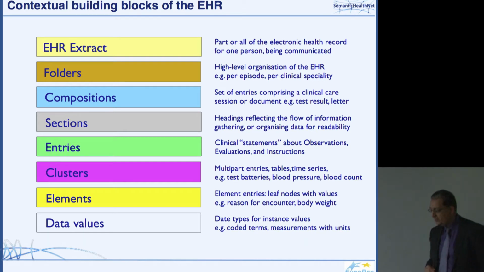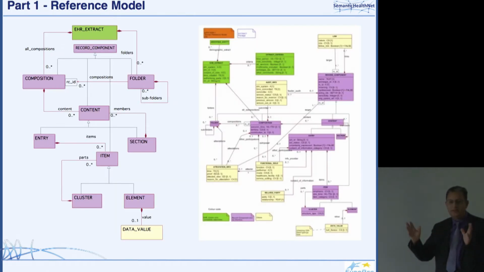So it basically says that a health record comprises an extract that has folders, and inside the folders are compositions, inside that are sections, entries, and so on. And it explains what each of those are. And each of those is, of course, formally represented in a UML environment. And then for each of those pieces of the model, we've thought carefully about what information properties might need to be captured in order to position those different statements about certainty, about who the information's about, etc.